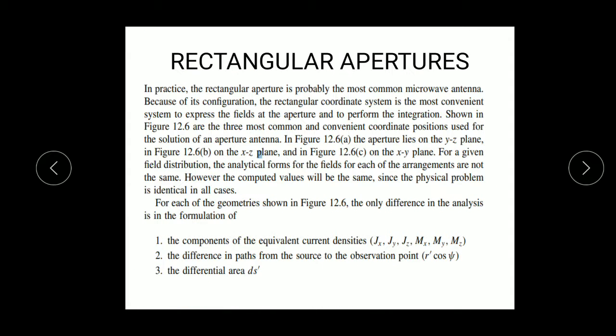Now we discuss the rectangular aperture. Aperture means a type of slot inside the infinite ground. In practice, the rectangular aperture is probably the most common microwave antenna. Because of its configuration, the rectangular coordinate system is the most convenient system to establish the field at the aperture and to perform the integration.